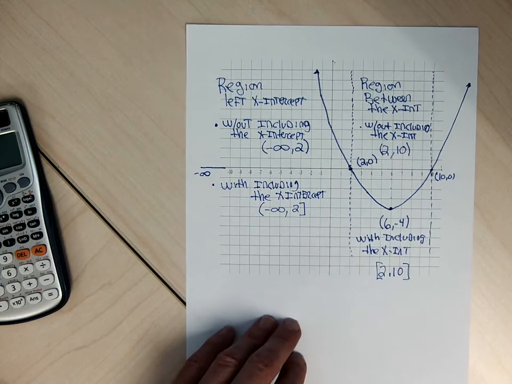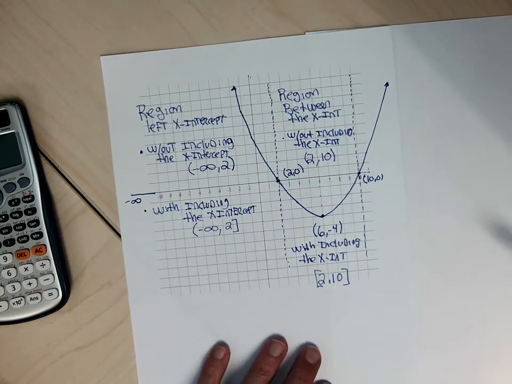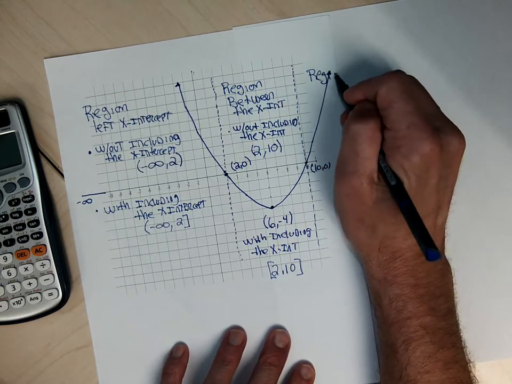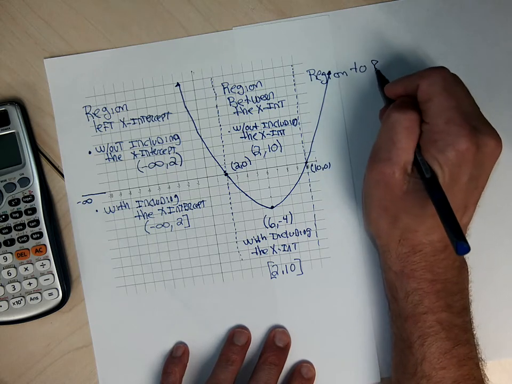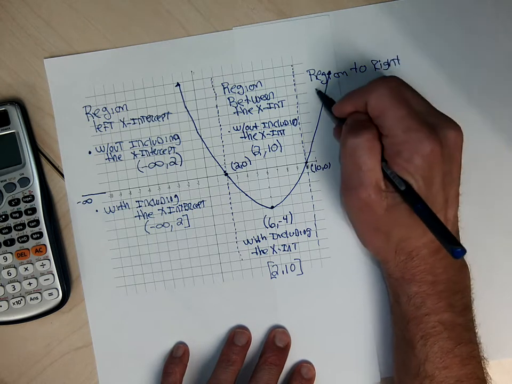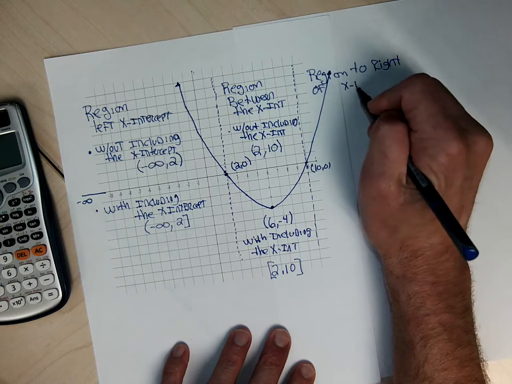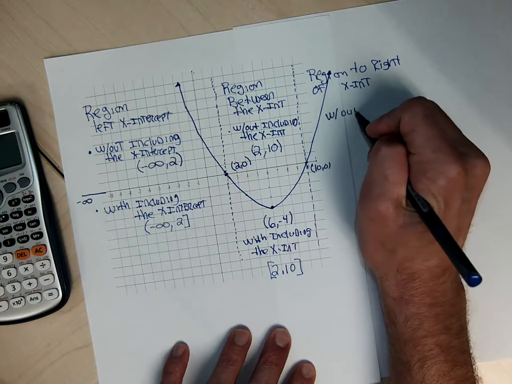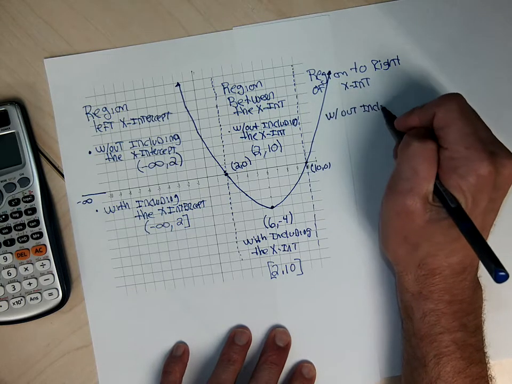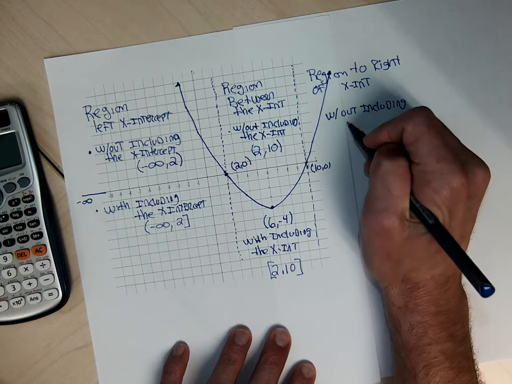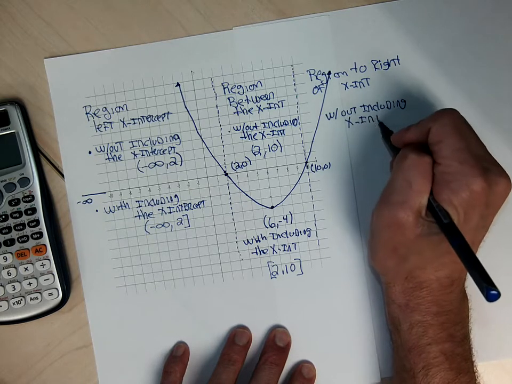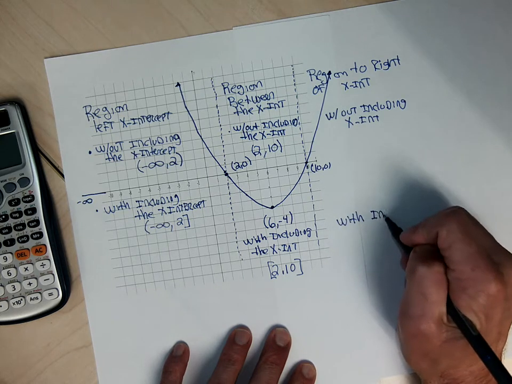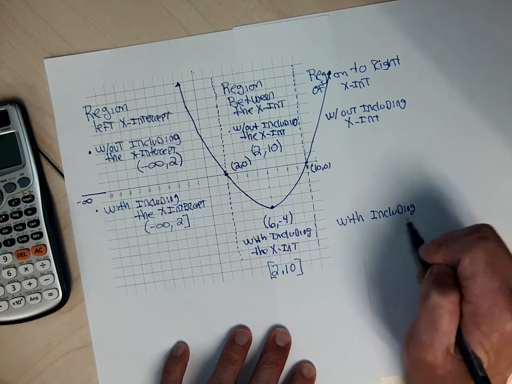The last region that I want to describe is the region to the right of the x-intercept, the far right x-intercept. And I want to do it without including the x-intercepts, describe it one way, and describe it with including the x-intercepts.